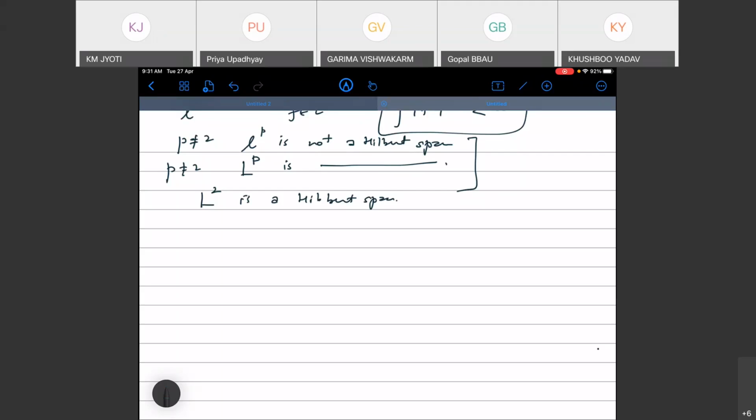देखो, every inner product gives a norm, okay? But converse is not true.